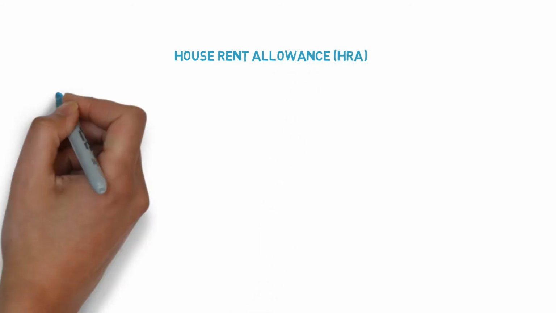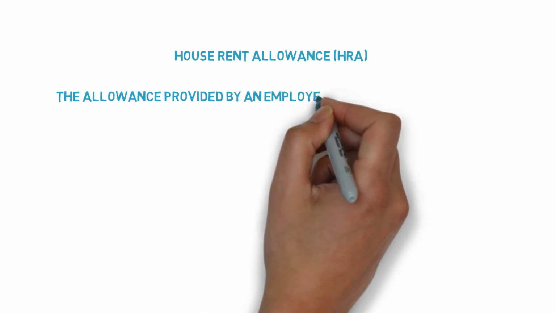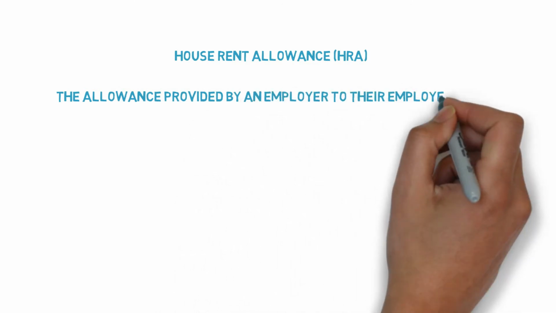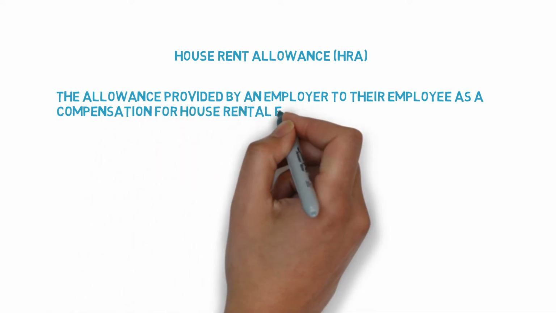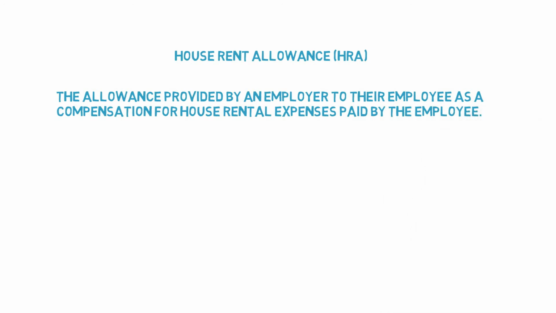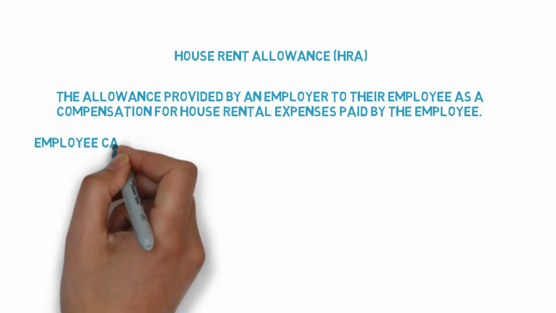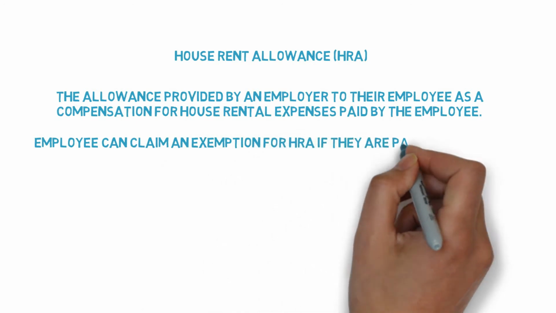House rent allowance is the allowance provided by an employer to their employee as a compensation for the house rental expenses paid by the employee. It forms part of the salary paid by the employer to their employee. Employee can claim an exemption for HRA if they are paying their house rent.